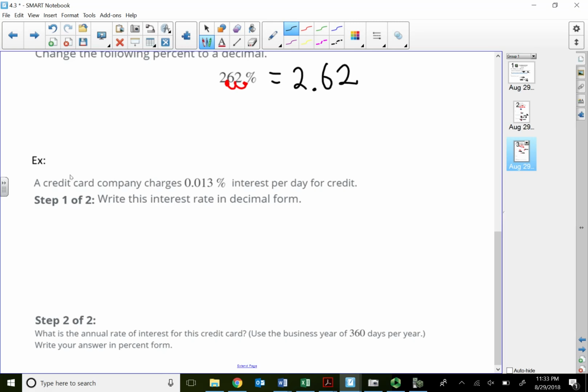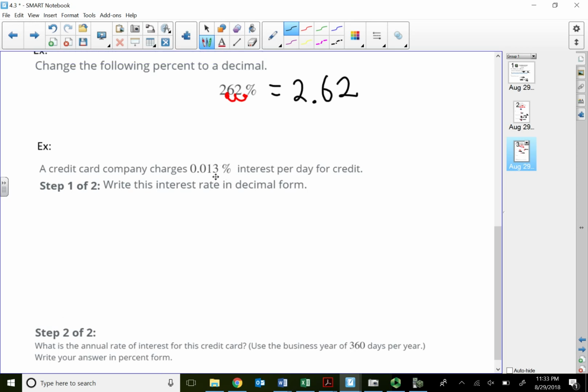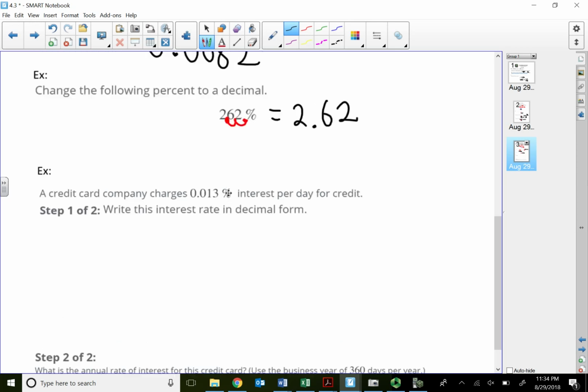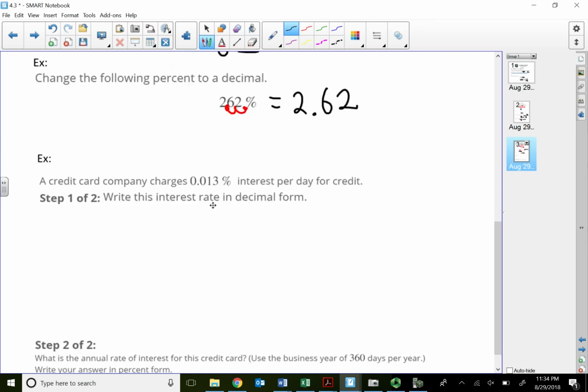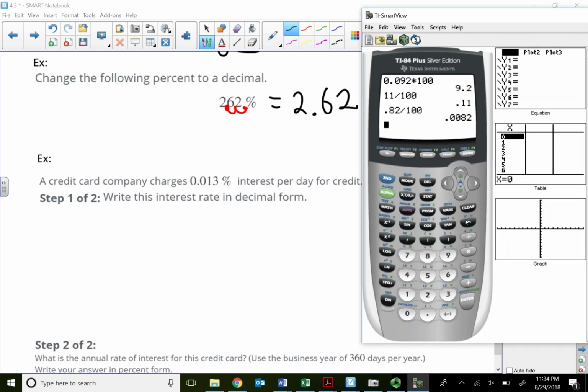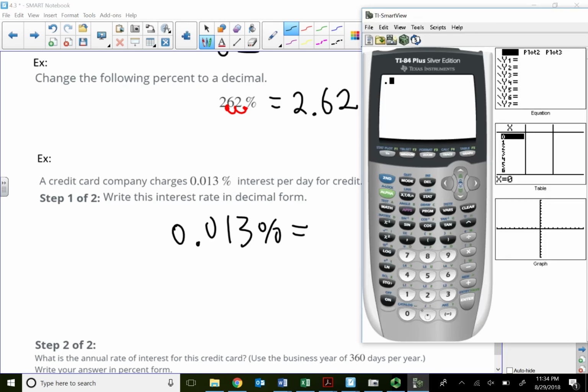I want to take a look at this particular example. A credit card company charges 0.013% interest per day. That's not a lot of money. 0.013% is way less than even the 0.82%. We need to write this interest rate in decimal form. Let me do this in the calculator. So I need to turn 0.013% into decimal notation. In the calculator, that will be 0.013 divided by 100.